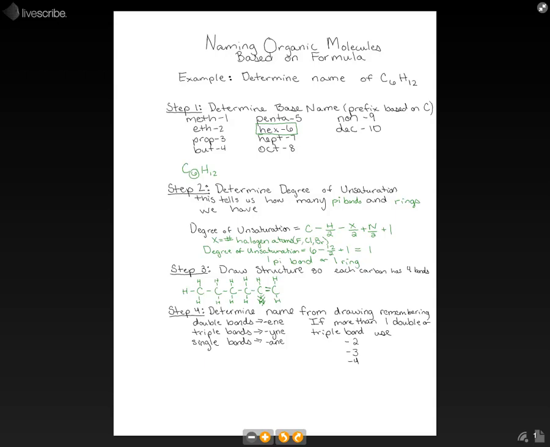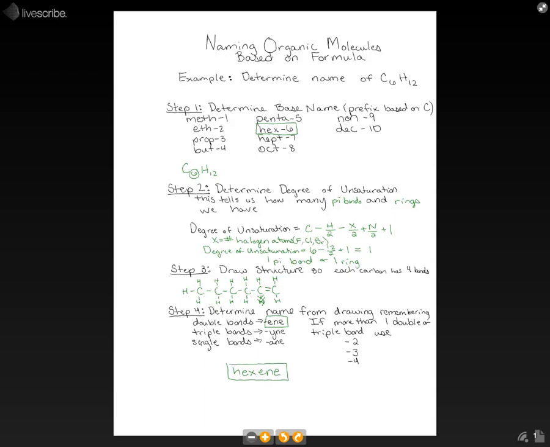We want to remember that for double bonds, we're going to use the -ene suffix, and that's the one we're going to use today because we only have 1 double bond. So we're going to put our prefix down, which was the hex, add our suffix, and then we're done.